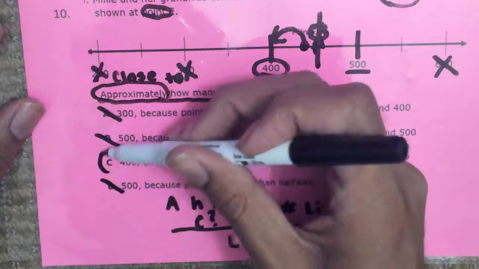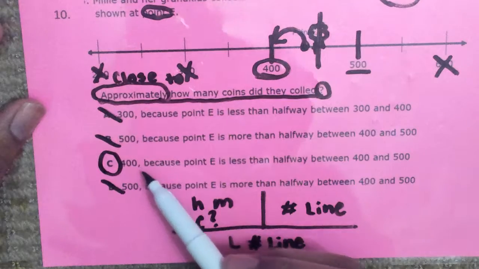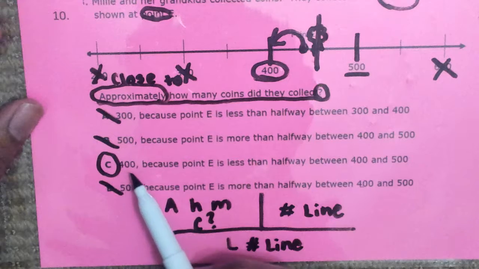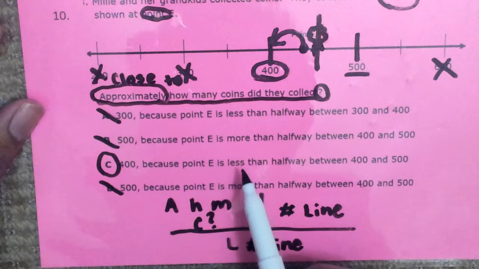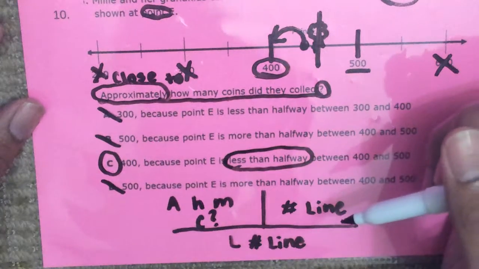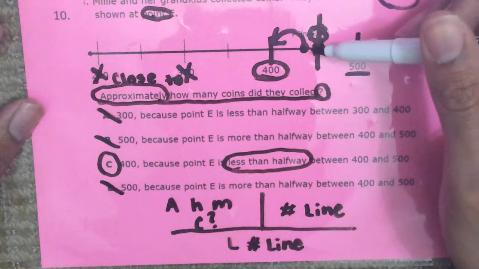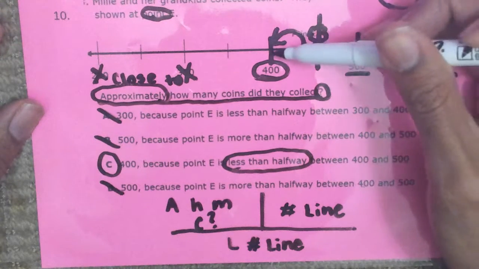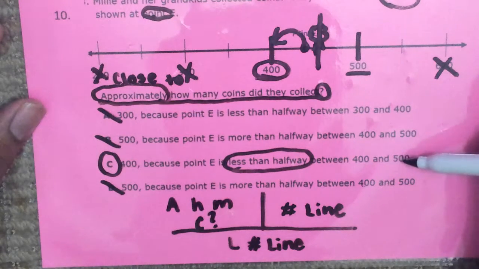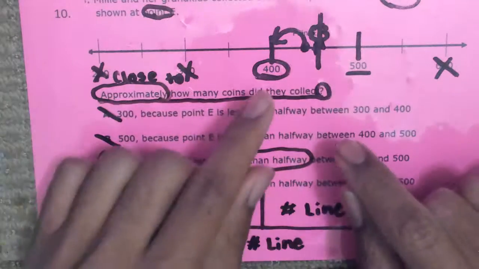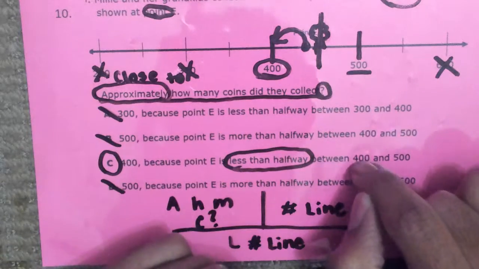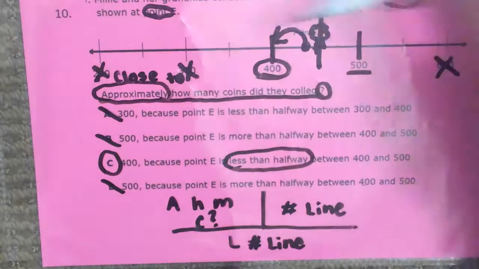Let's see why C is our answer. Let's read to double check and make sure it has a good explanation. It says 400 because point E is less than halfway. Let's circle less than halfway. Less than halfway means that you're somewhere here. Less than if you're halfway there. Between 400 and 500. Our number is somewhere in the middle of 400 and 500. So this is a really good explanation. And that's why C is our answer.